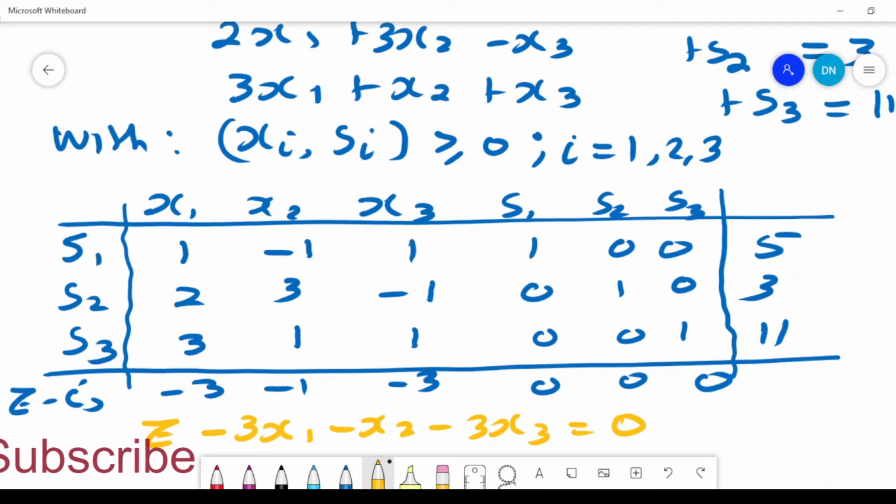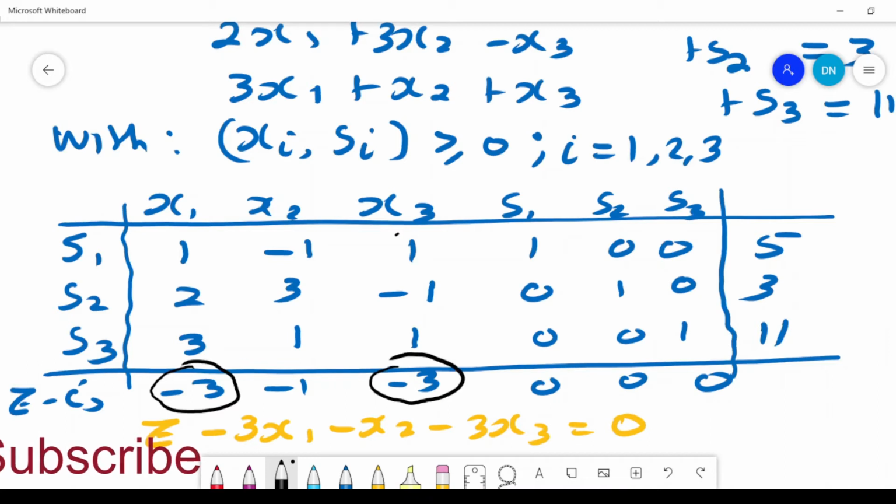Where did I get negative 3, negative 1, and negative 3? It is z minus the cj's, the values that you have in the objective function. So z minus 3. So this is negative 3x1, under the column of x1, x2, and x3. So after that, the next step is we look for the highest negative value on the last row of the matrix. And I find that these are the two. But I'm going to deal with this one because all the numbers here are 1, negative 1, and 1.